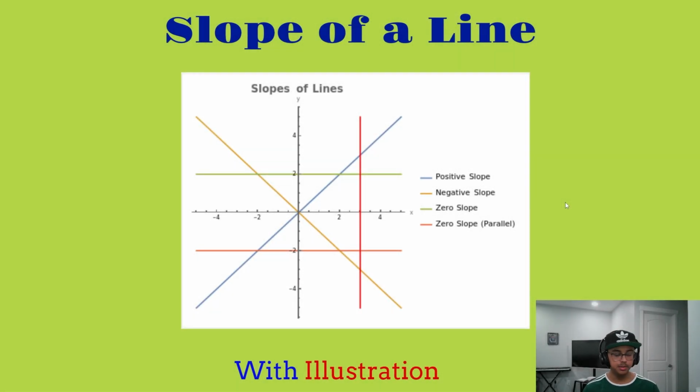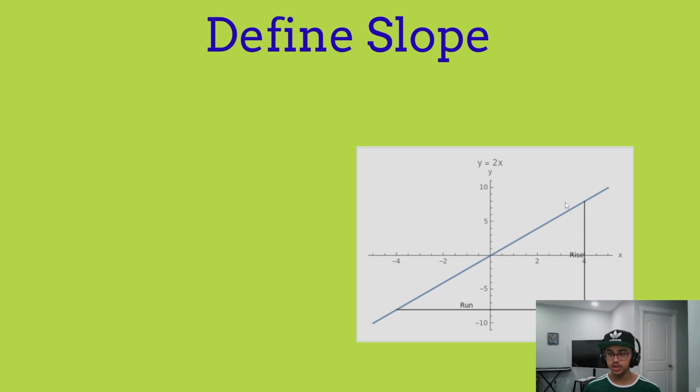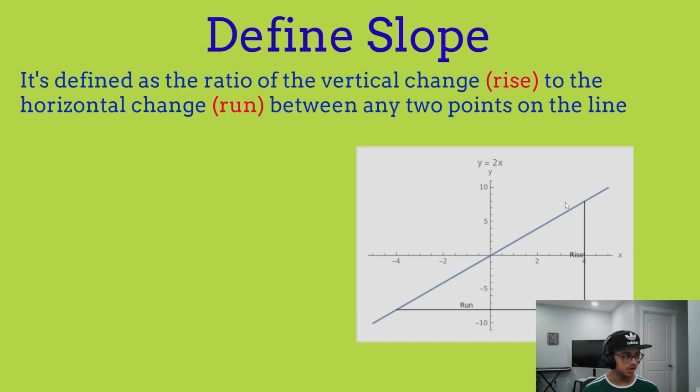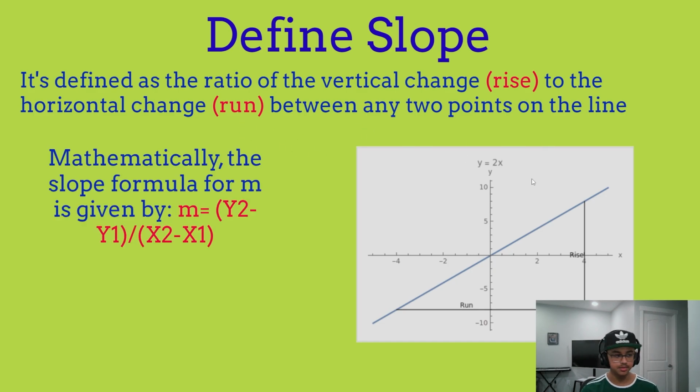In today's video we're going to be going over slope of a line, and we're also going to be using illustrations to further enhance our understanding about this topic. So let's first get started with the definition of a slope. Slope is defined as the ratio of a vertical change, otherwise known as rise, to the horizontal change, otherwise known as run, between any 2 points on a line.